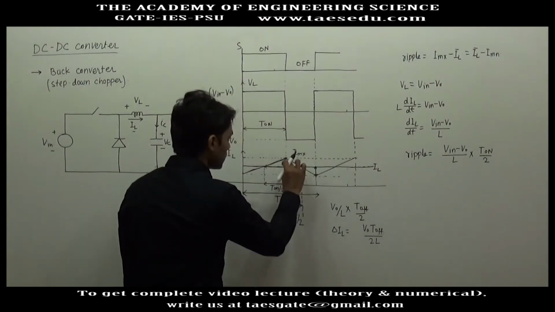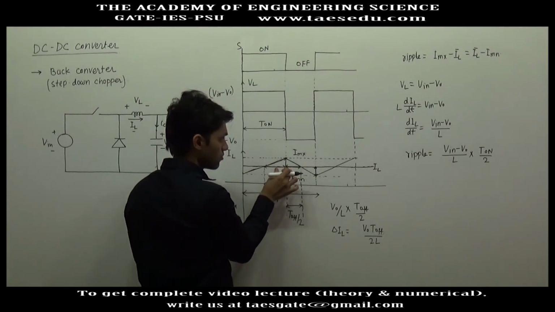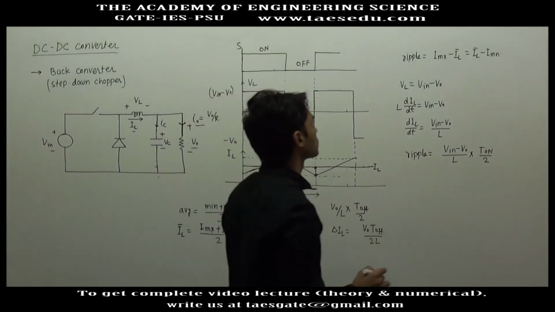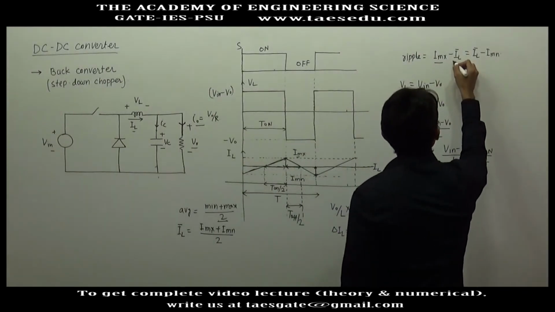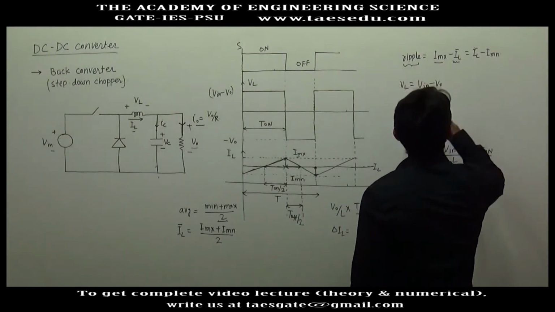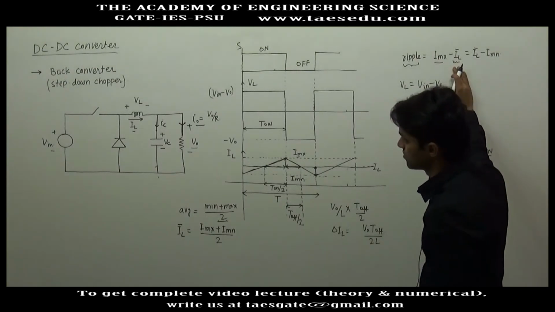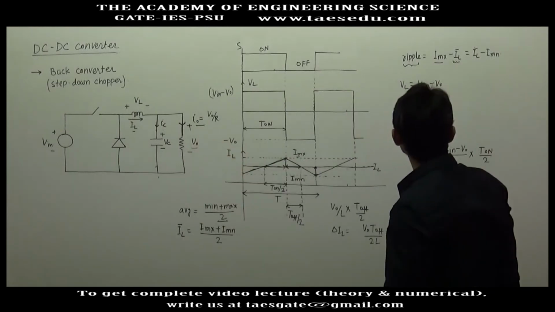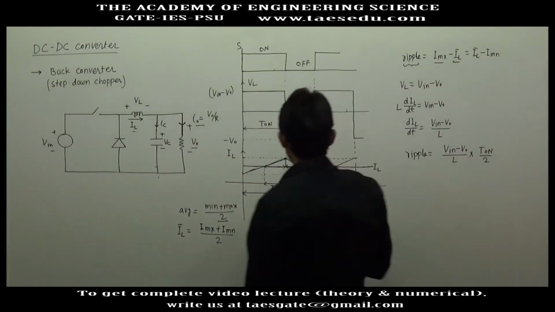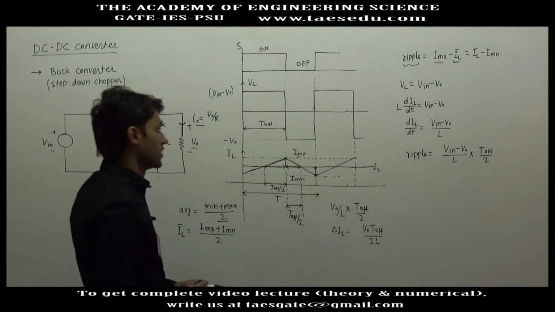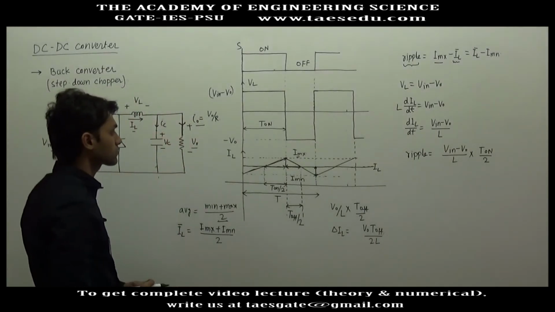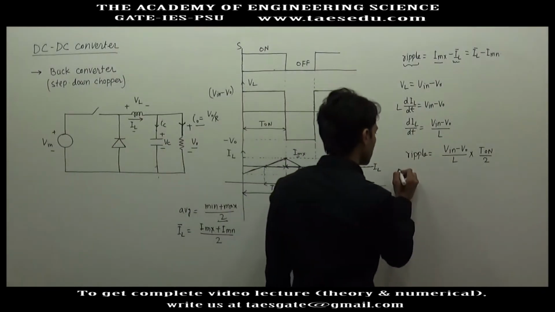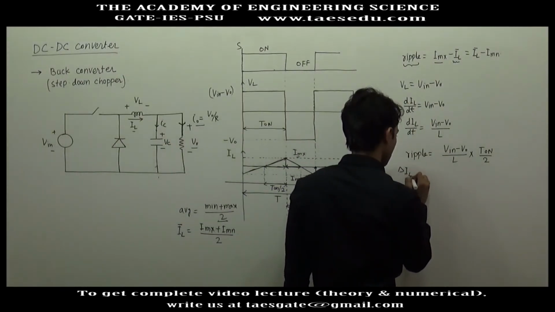So now you have the ripple and you have the average value of inductor current, so you can find the maximum value. Maximum value will be average inductor current plus ripple. And average inductor current is nothing but the average output current we have already derived. This way you can find the maximum and the minimum value of inductor current. If you want to find the ripple, this is important to know.